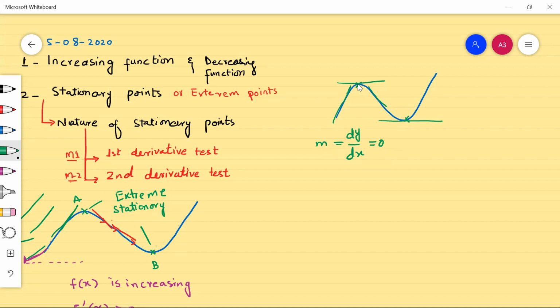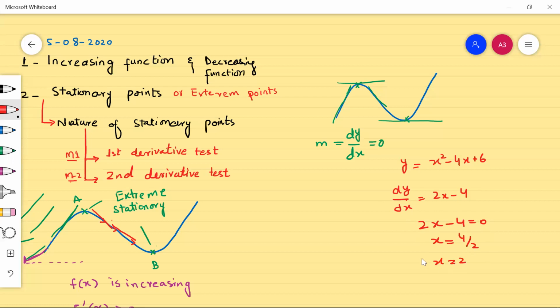If you find the derivative at this point, it will always be 0. So how can we find stationary points? For example, if we have a curve y = x² - 4x + 6, the question is to find the stationary point. First find dy/dx, which is 2x - 4. We know that at a stationary point dy/dx is 0. It means 2x - 4 = 0, so x = 4/2, and x = 2. So there is only one stationary point, and that is x = 2.